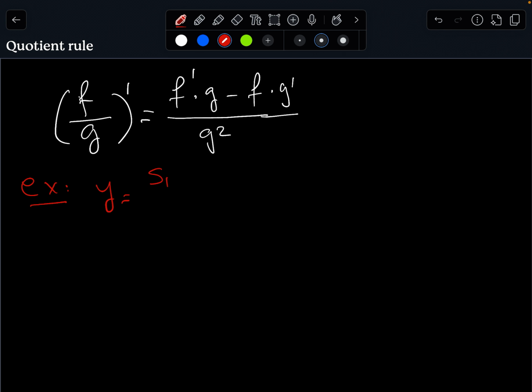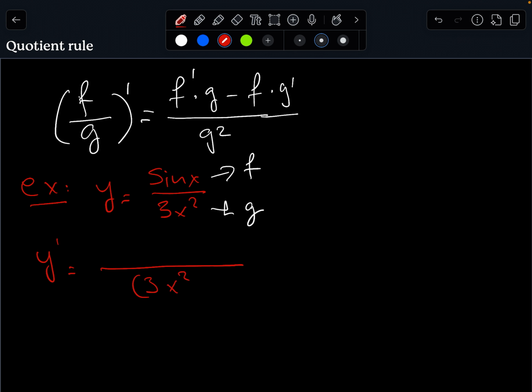If y is equal to sine of x over 3x squared, okay, so this is going to be the function in the numerator f, this is going to be the function in the denominator g, then the derivative y prime. So first of all, let's set up the rule.